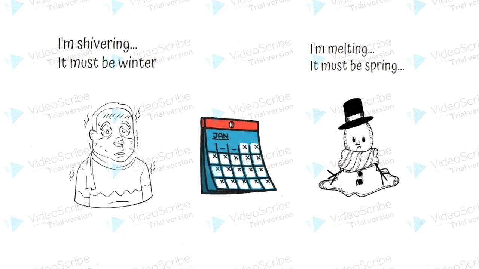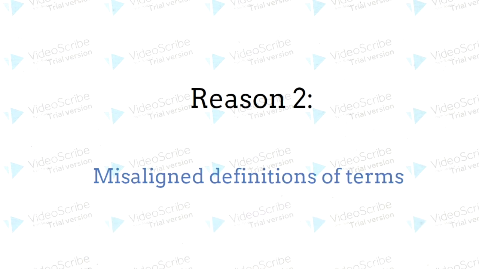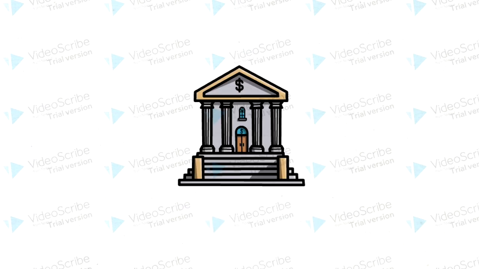This can happen when someone fails to access the right information or properly evaluate evidence. It's also common for people to commit logical fallacies. We can speak more about common fallacies in a future video. The second reason for disagreements about facts is misaligned definitions of terms. Two people can use the same words to describe different things.